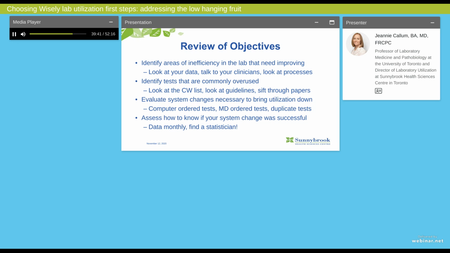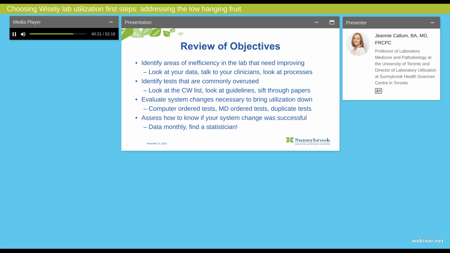Identifying the tests that are commonly overused at your organization. So look through that Choosing Wisely list of all the different lab tests that people are trying to fix. Look at the guidelines. Where's the best evidence to cut out a test? There's a lot of evidence for the vitamin D test, the CK, the AST, the urea. And sift through different papers. A lot of people have published their successes in their quality improvement projects for laboratory testing. Even if that test wasn't the test you're going to work on, I bet a lot of their methodology and how they did it you can learn from.